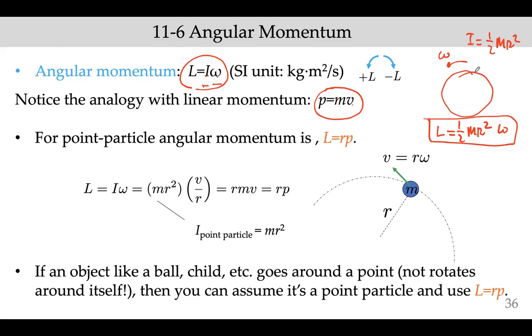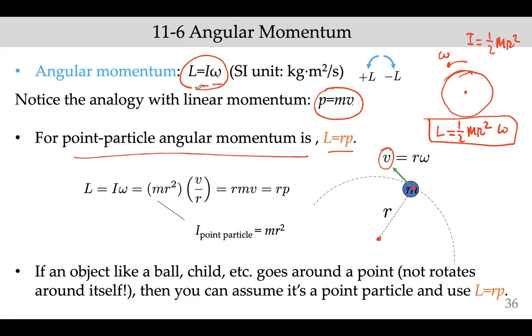It's either an object that rotates around itself, like a disk here, or an object that goes around a point. So for such cases, we will assume that this is a point particle. We can assume that all the mass is concentrated at this point. So for a point particle, angular momentum is r times p. So r is this distance and p is m times v.